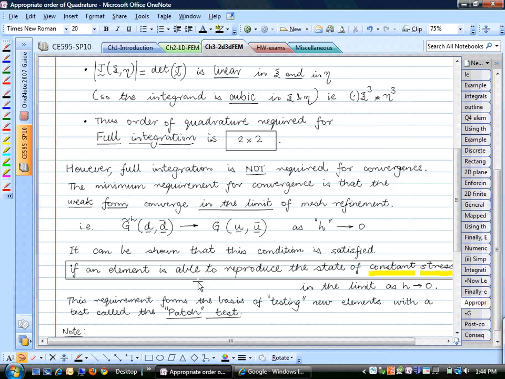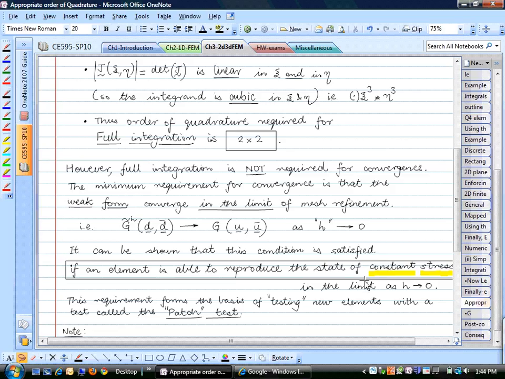So one way to check that is using something called a patch test, and we'll talk about that also a little bit later when we talk about higher order elements. But the most important condition is that any element has to at least satisfy this condition. So if I apply constant stress to an element, it has to be exactly able to reproduce that, even on a computer.